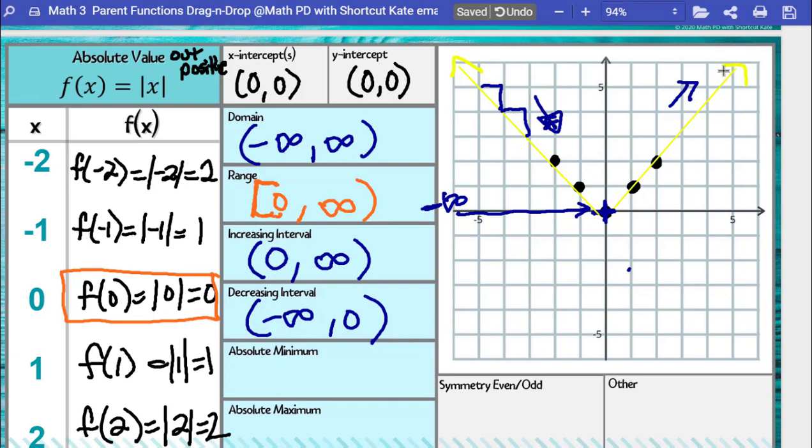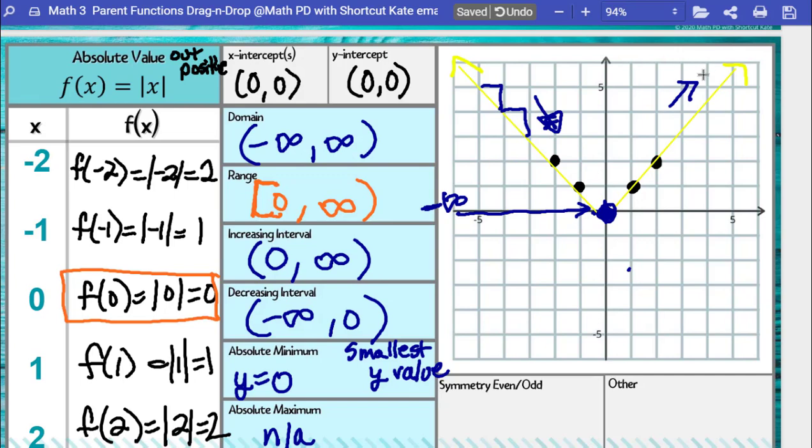This graph does have an absolute minimum, meaning smallest. And what kind of value? It's the smallest y value. That smallest y value is y equals 0. It has an absolute minimum, smallest value. It does not have an absolute maximum because the function is increasing to infinity in both directions, so there isn't one. Now we're going to look at symmetry.